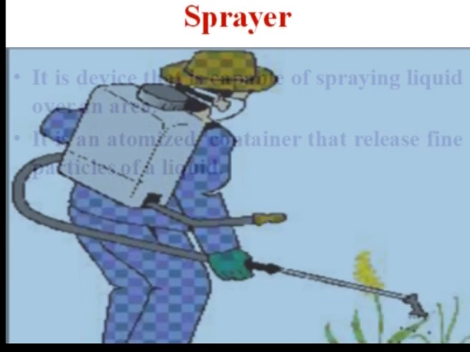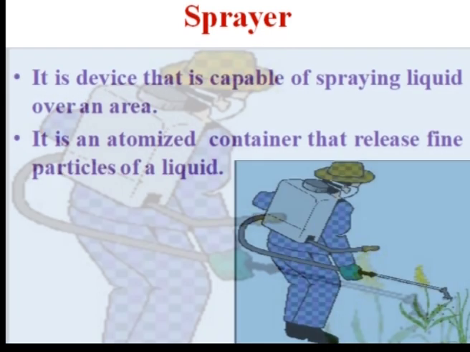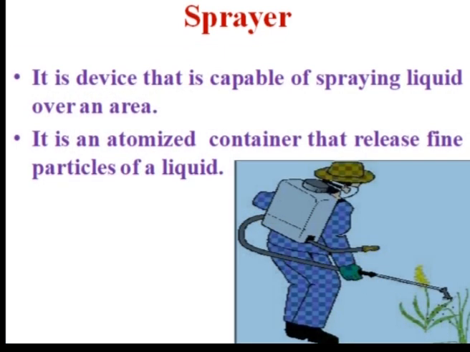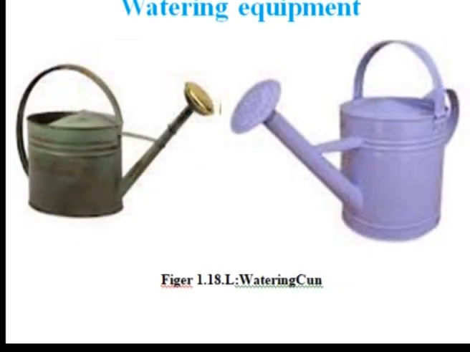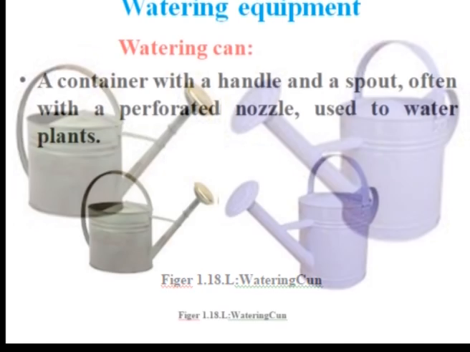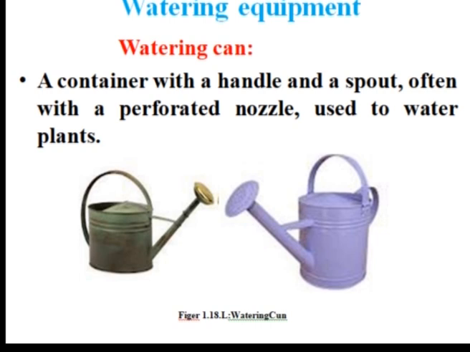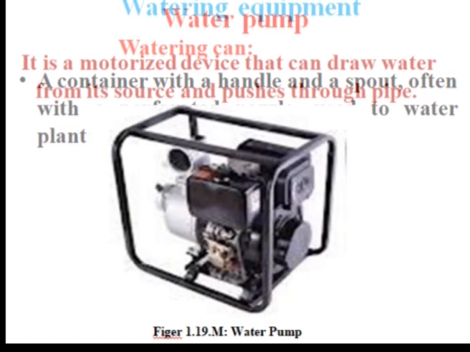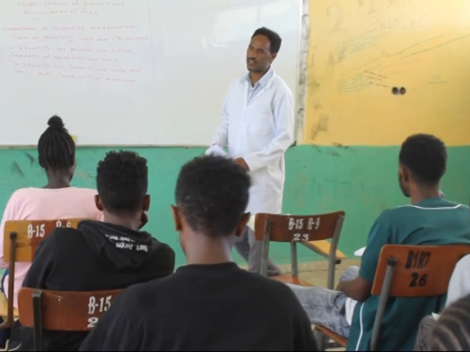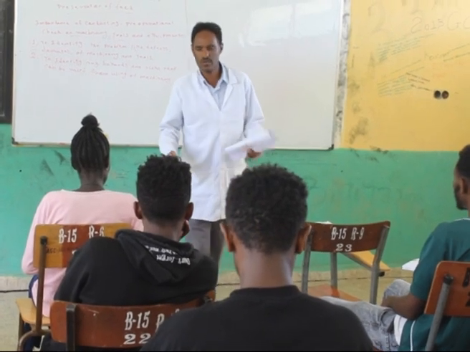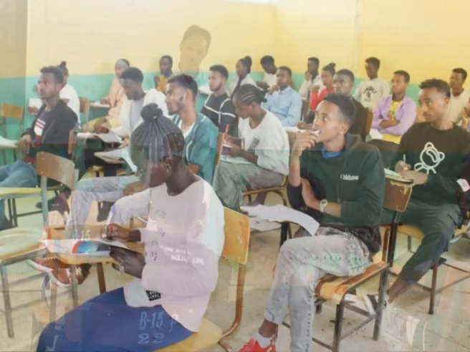The next one is sprayer. It's a device that's capable of spraying liquid over an area. The next one is watering equipment. Under watering equipment, it's better to discuss watering can. Watering can is a container with a handle and a spout, often with a perforated nozzle, used to water plants. Water pump. Water pump is a motorized device that can draw water from its source and push it through a pipe.